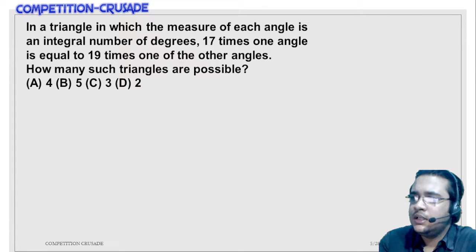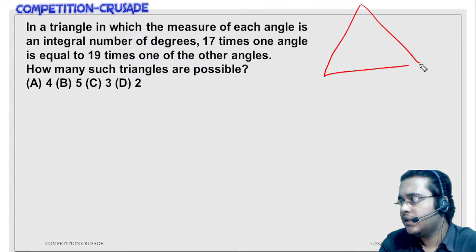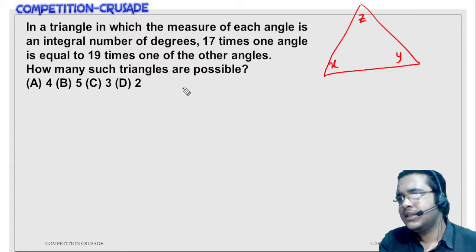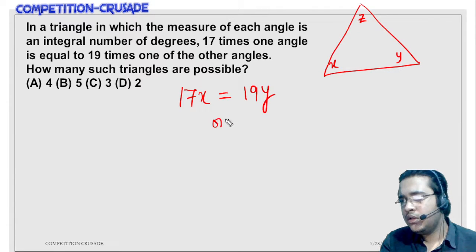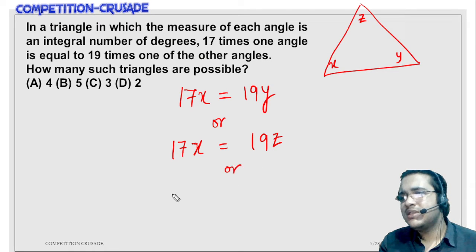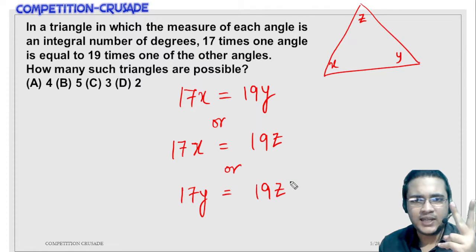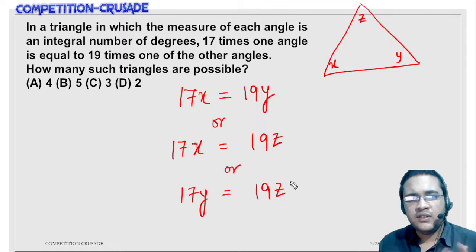So understand that if I consider a triangle, okay, I'm just giving you again some highlight. What it is saying is that 17 times x is equal to 19 times y, or 17 times x is equal to 19 times z, or this can also be something like 17y is equal to 19z and something of this sort. So effectively two angles are going to be in the pair of 17 and 19.